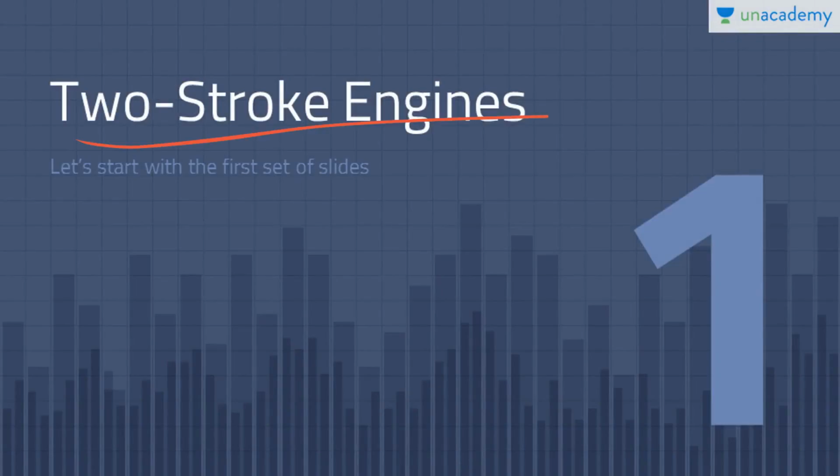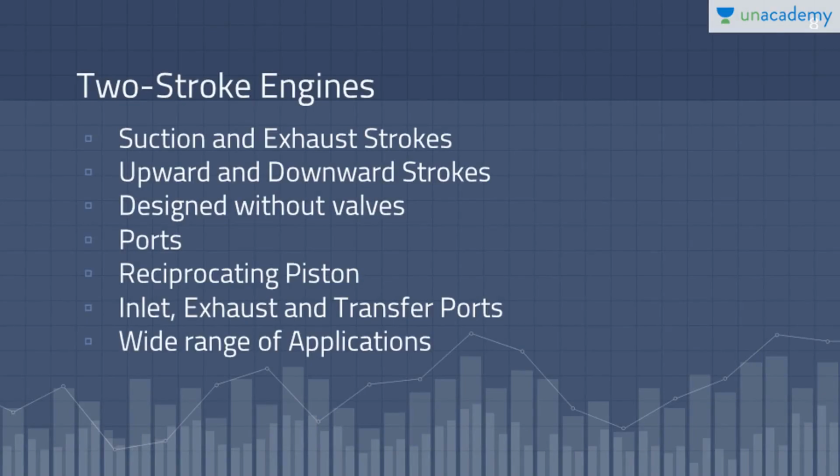So two-stroke engines, let's start with the first set of slides of our lesson. Two-stroke engines are designed to derive the power stroke during every revolution of the crankshaft. Hence, here the suction and exhaust strokes are eliminated. So two-stroke engines have only two strokes. Here the valves are replaced by the ports and the burnt exhaust gases are forced out either by a scavenging pump system or a closed crankcase system.